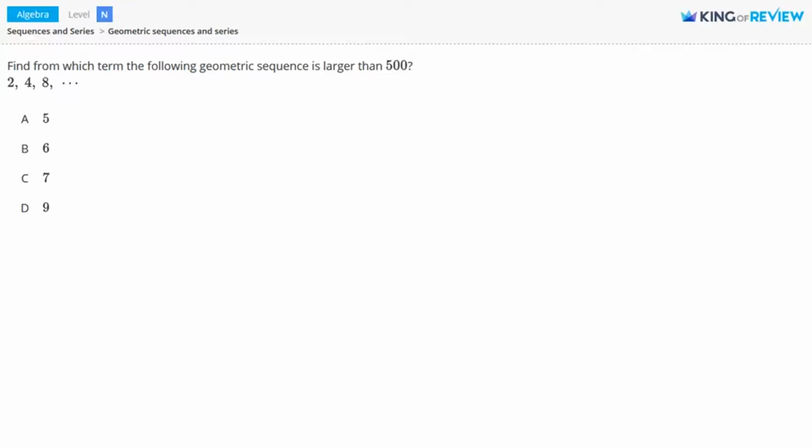Find from which term the following geometric sequence is larger than 500. And we have the sequence 2, 4, 8, and the sequence continues. We're dealing with a geometric sequence.